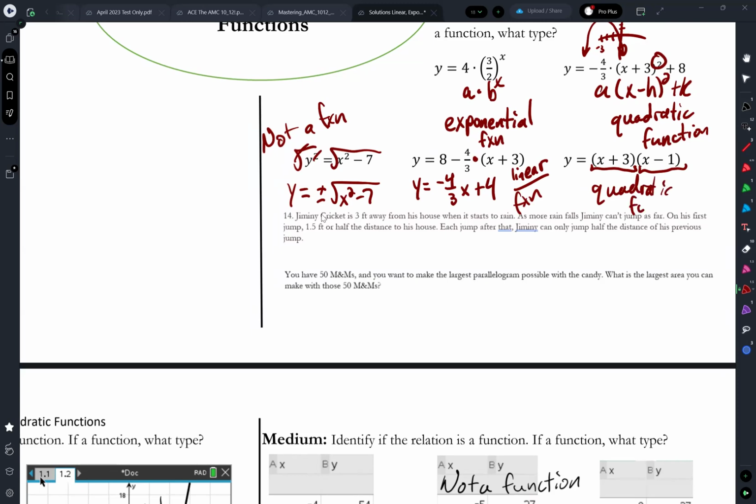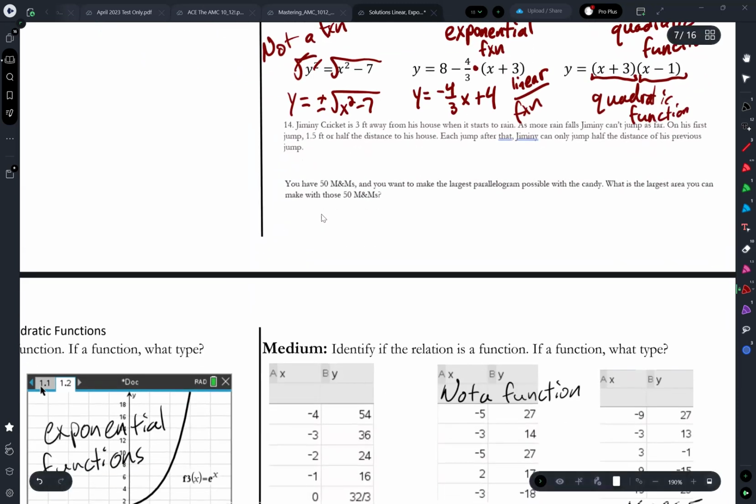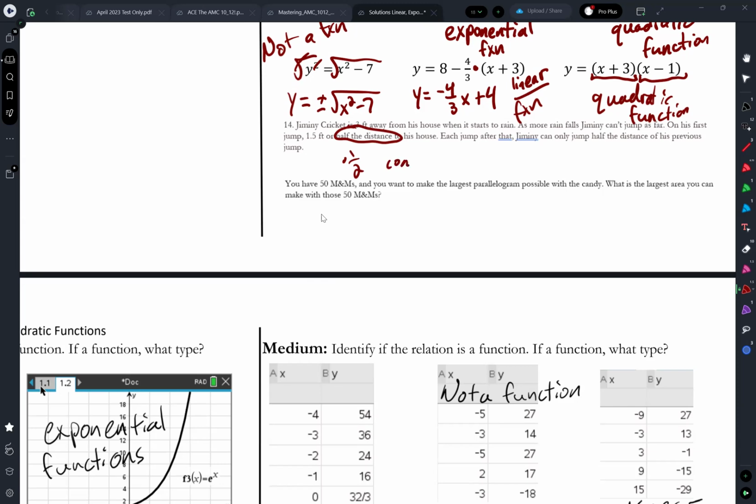Please feel free on the actual test, if it's the calculator portion, to graph those equations, but be aware this is probably going to be on the non-calculator portion. 14, you can make a table. He keeps going half the distance, so repeatedly multiplying by a half. Each input's going to have one unique output, and it's going to have a constant multiplicative rate of change for an exponential function.